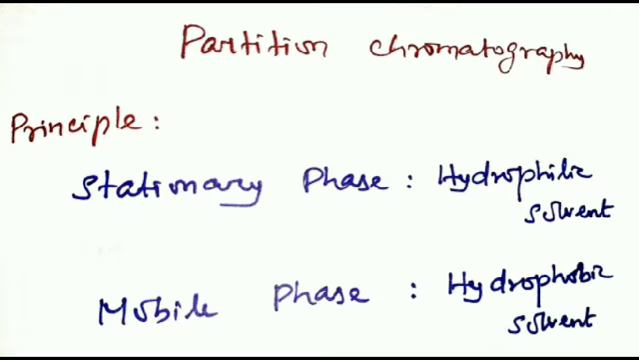Next topic, partition chromatography. The principle of liquid-liquid partition chromatography consists of two immiscible liquids. One is held as the stationary phase and the other one is the mobile phase. The stationary phase is a hydrophilic solvent, for example water, alcohol, etc. The mobile phase is a hydrophobic solvent, that is a water-immiscible organic solvent, such as hexane, diethyl ether, etc.